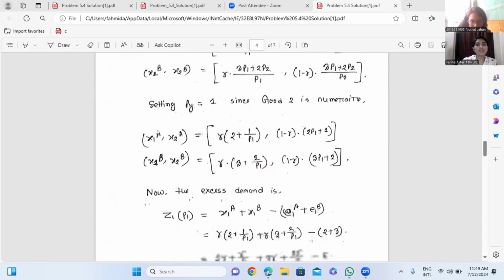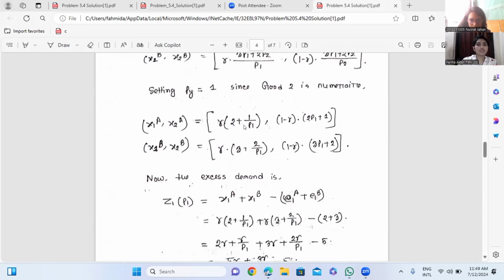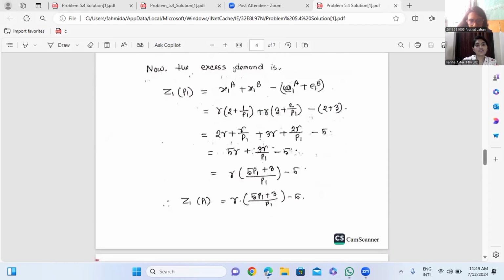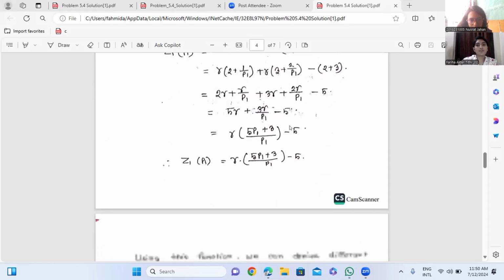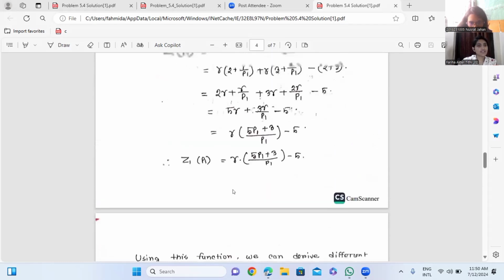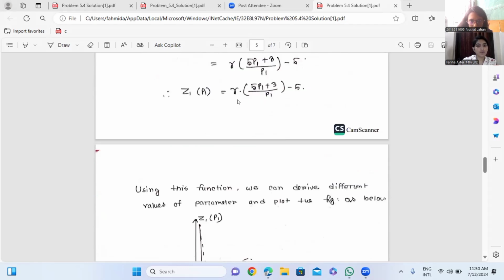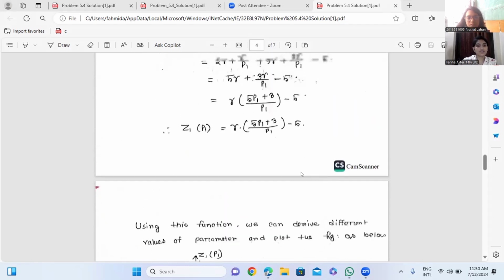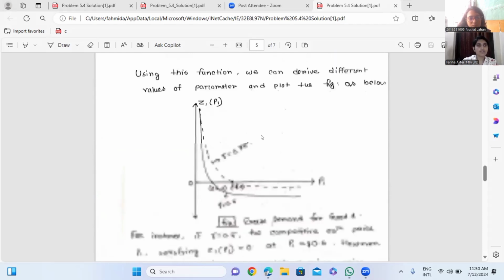X2A amounts to 2 plus 1 by P1. The P2 is 1. So we can derive the total demand of good one minus the total endowment of good one. We get the demand from question A and the endowment was given in the question. So after doing the calculation, here is our excess demand function, which is a function of P1. Using this function, we can plot this graph. The figure will be like this as in the picture.